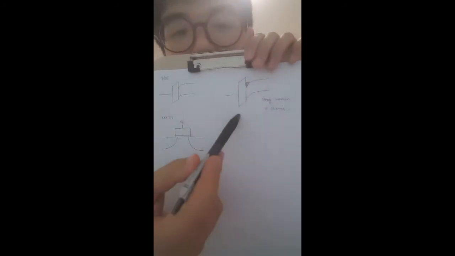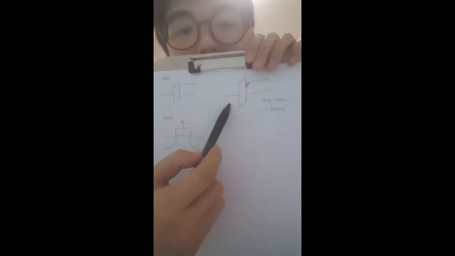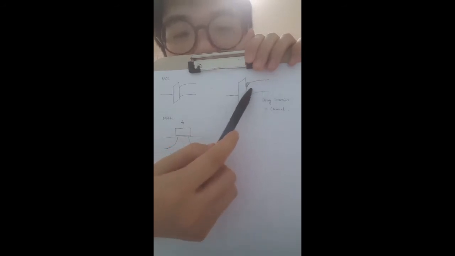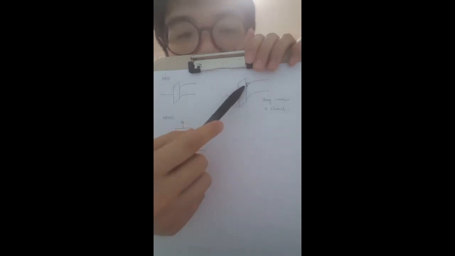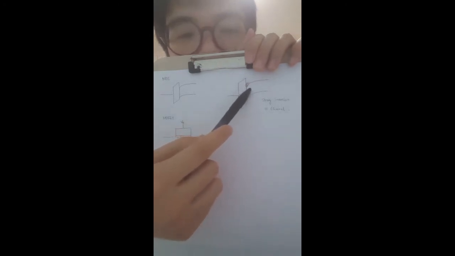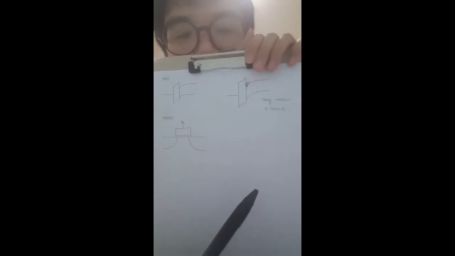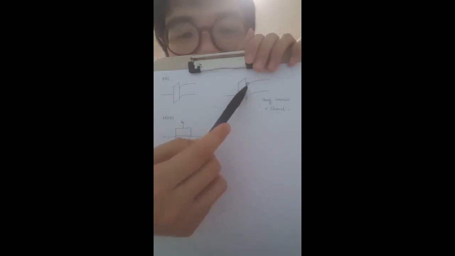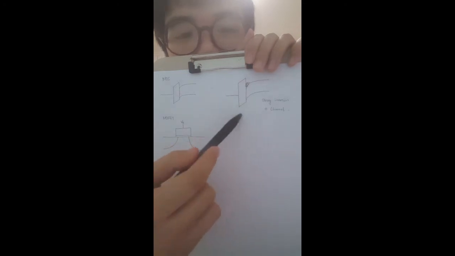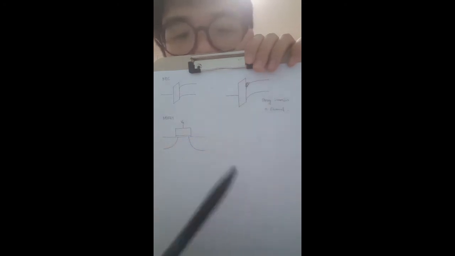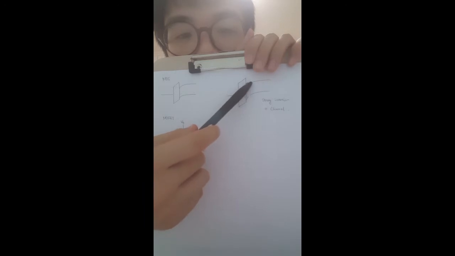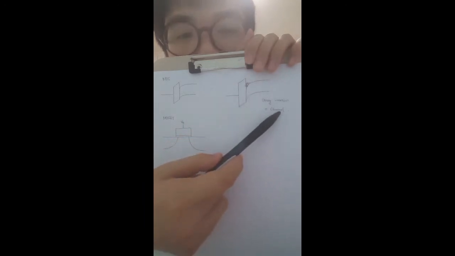In this case, because of the bias, the band bends a lot over here, which is the junction between the gate dielectric and body. And in this structure, which seems like a well, the mobile carriers accumulate over here. We call this circumstance strong inversion, and we call this group of mobile carriers the channel.